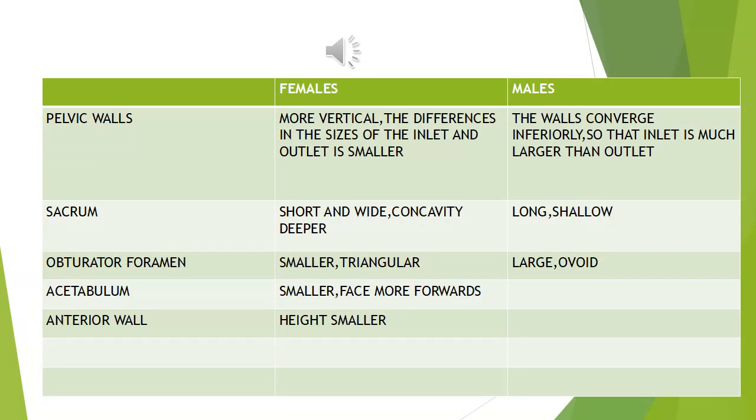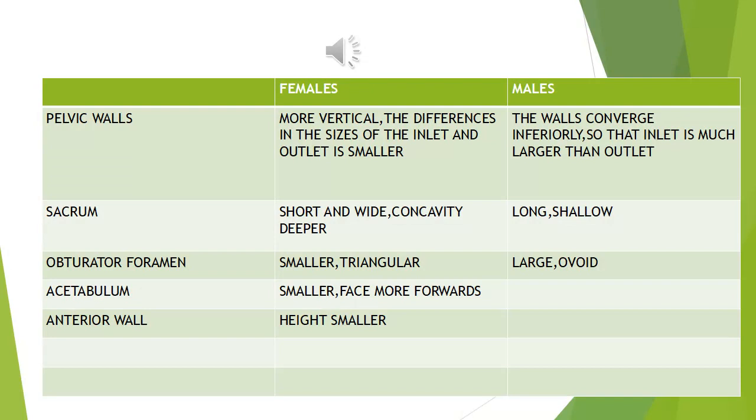Coming to the sacrum, it is short and wide in the case of female, and it is more tilted backward, and the concavity is also deeper in the case of female. In the case of male, it is longer and the concavity is shallow. Regarding the obturator foramen, it is smaller and triangular in the case of female. It is large and oval in the case of males.